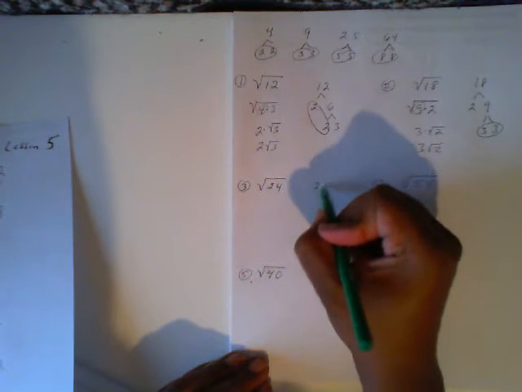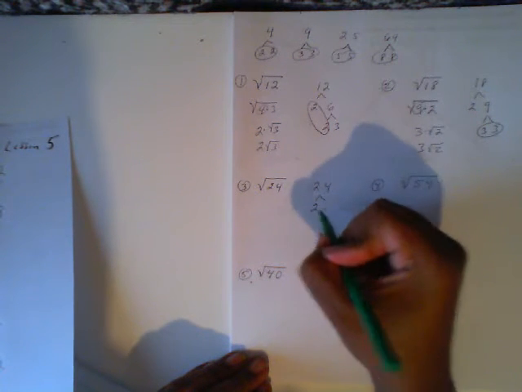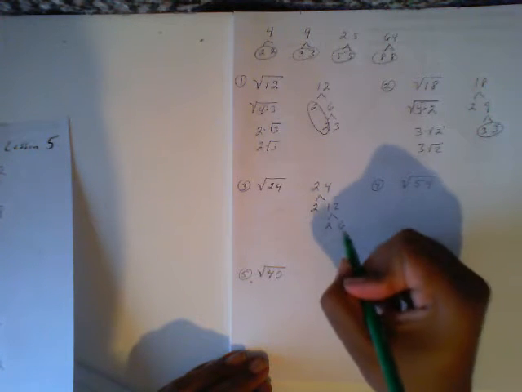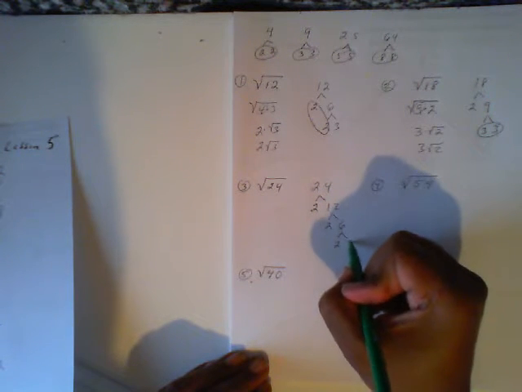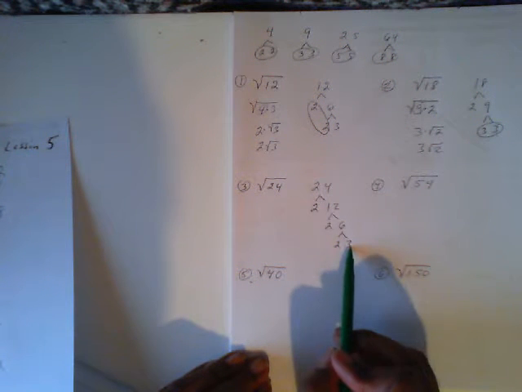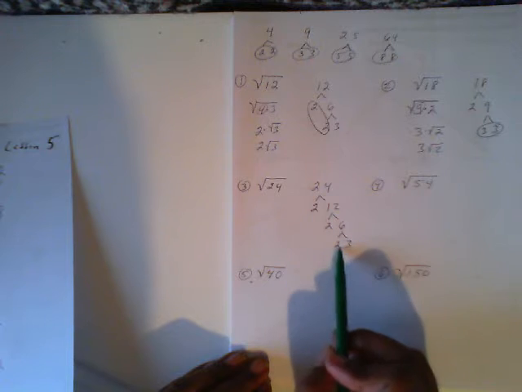24. I'll factor that into 2 times 12. And the 12 will factor into 2 times 6. And 6 will factor into 2 times 3. And now we can see all our primes, 2, 2, 2, and 3, that 24 is made of.